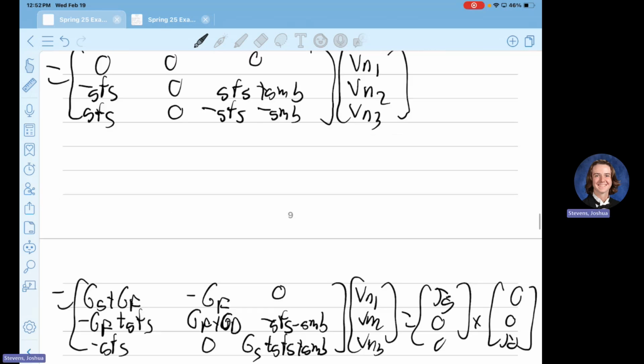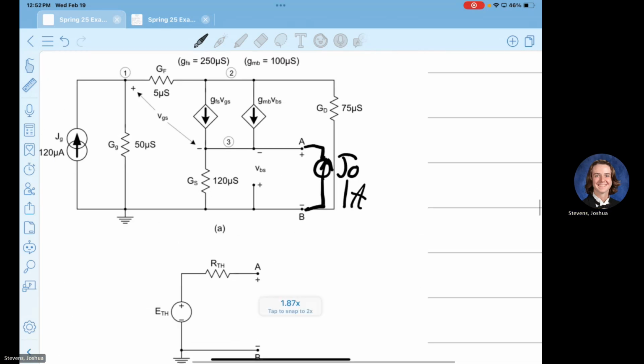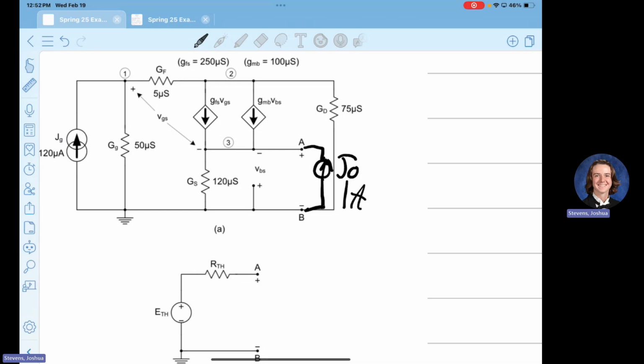Okay. Where is our E Thevenin? So E Thevenin is between the nodes where we place our source. Correct.